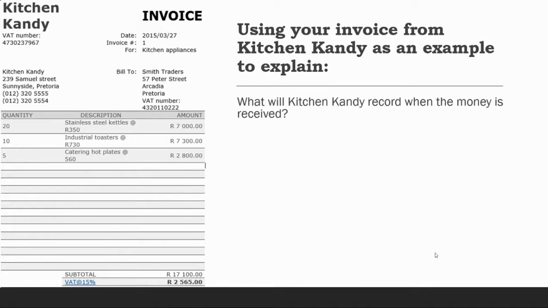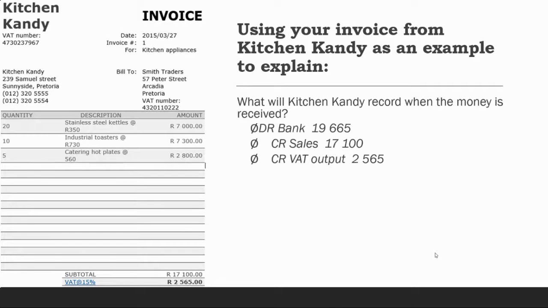Okay, so let's quickly see what Kitchen Candy will record when this money is received. So now we're looking at the entry in our accounting records. They would debit bank the 19,665 Rand they've received. They would credit the sales amount, but that would be the amount excluding VAT, and they would credit VAT output, which is the VAT component here. So you can see there's one debit and two credits, but the debit amount equals the two credits. If we add them together, it gives you 19,665.